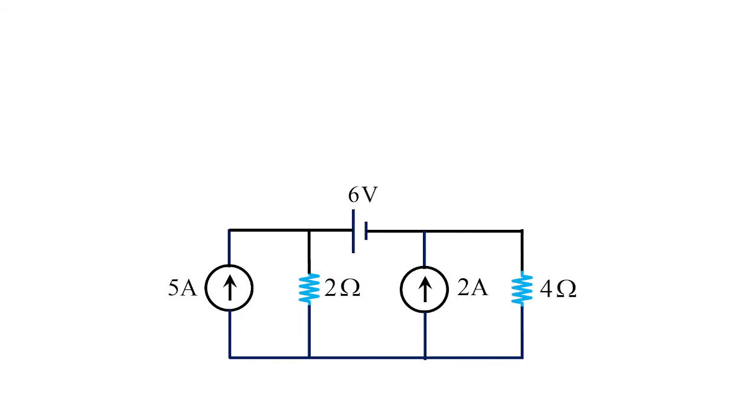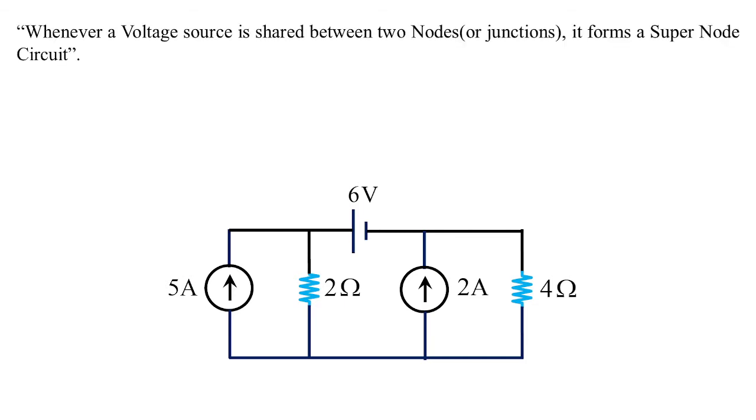So what are supermesh and supernode circuits all about? We have seen in the previous classes that whenever a voltage source is shared between two nodes or junctions, it forms a supernode. For example, here you have V1 and V2 identified nodes where 6 volts is connected between V1 and V2. So this forms a supernode. Why does it form a supernode? There is no other parameter connected between V1 and V2 other than 6 volts. The higher potential of 6 volts is at V1, the lower potential is at V2. So the value of V1 minus V2 will be equal to 6 volts.